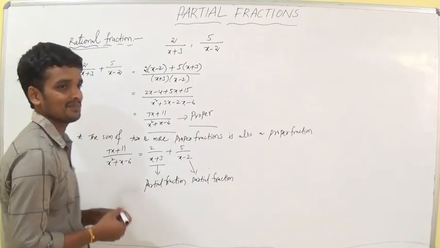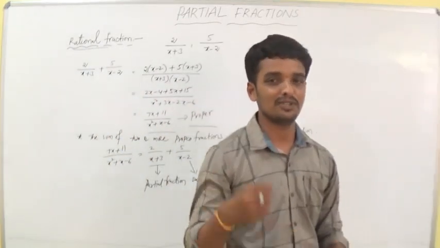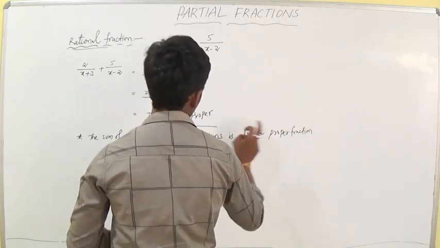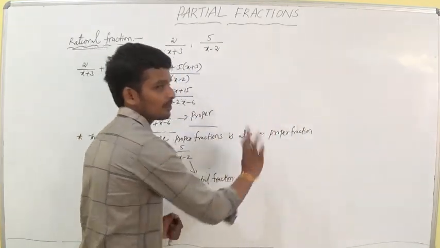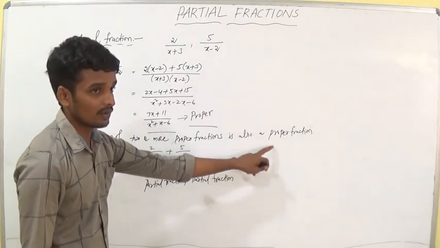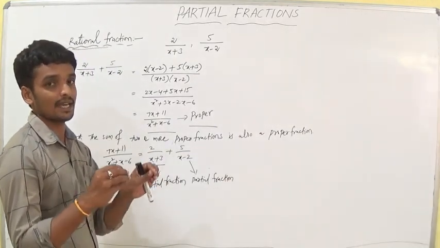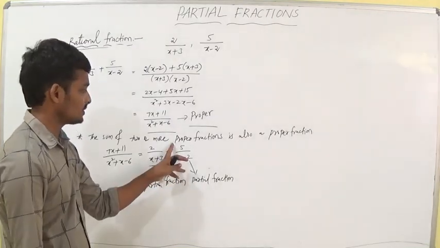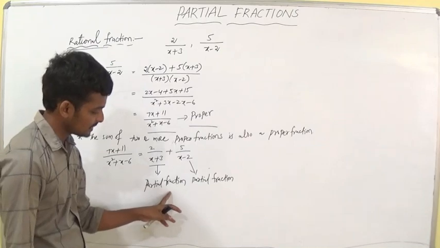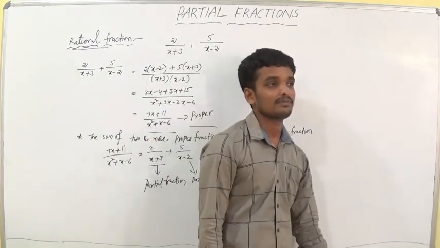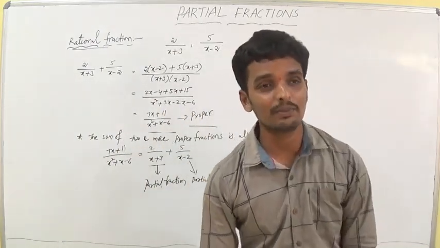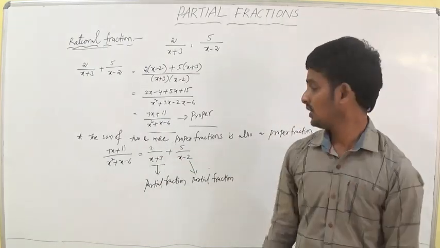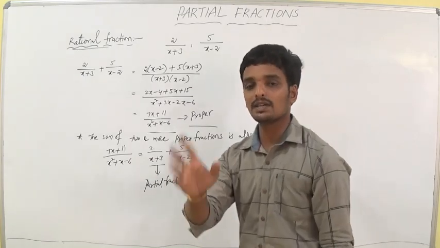Did you understand this? The sum of two or more proper fractions is also a proper fraction. A proper fraction can be expressed as the sum of two proper fractions. Each of them is called a partial fraction. This is the partial fraction. 2 by x plus 3 is a partial fraction. 5 by x minus 2 is a partial fraction.